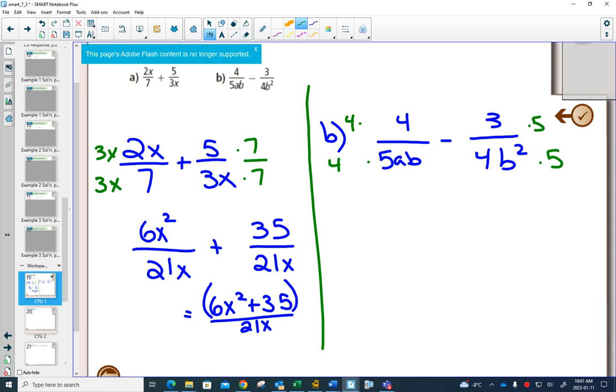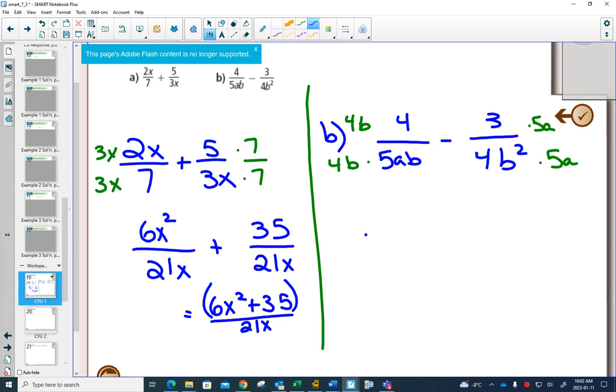I also need to make my variables the same. So when I look at my variables, is there anything missing in the first one as far as variables? Yes. The second one has a b squared. This one just has a b. So we're going to need another b on the top and the bottom. When I look at the second one, it doesn't have the a. So I'm going to need an a on the top and the bottom.